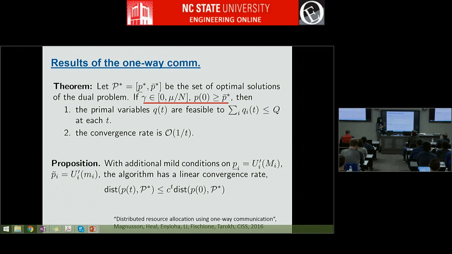Interestingly, if the step size and initial point are chosen in the right way, and that's mathematically what I mean by choosing the right way, then we can guarantee that even during the process, the summation of the Q_i,t will be smaller than Q all the time. Then we also avoid the blackout problem. And the truth is, this is even stronger: we have some convergence rate results, because I also care about how fast I can achieve the optimal solution. By adding a small condition, we can even improve the convergence rate and make the system converge really fast. This is a linear convergence rate, an exponential convergence rate. So that's what we can achieve.